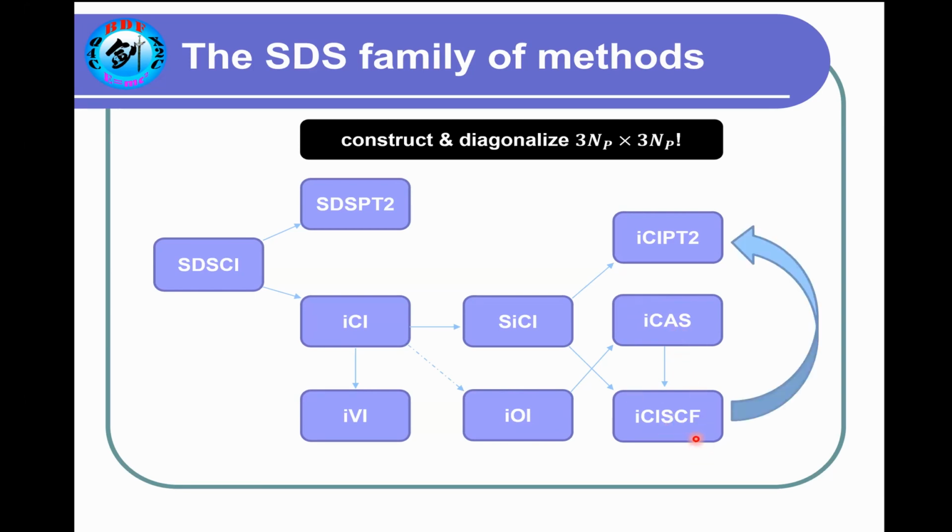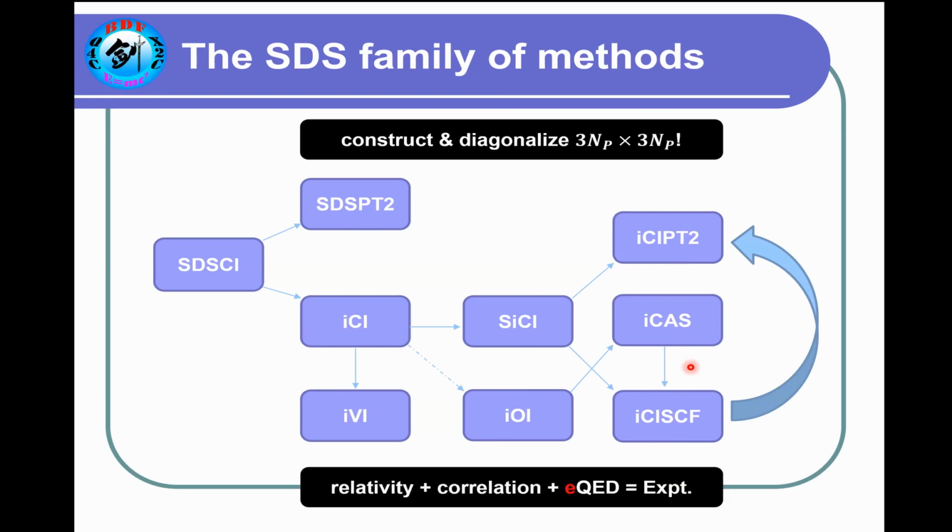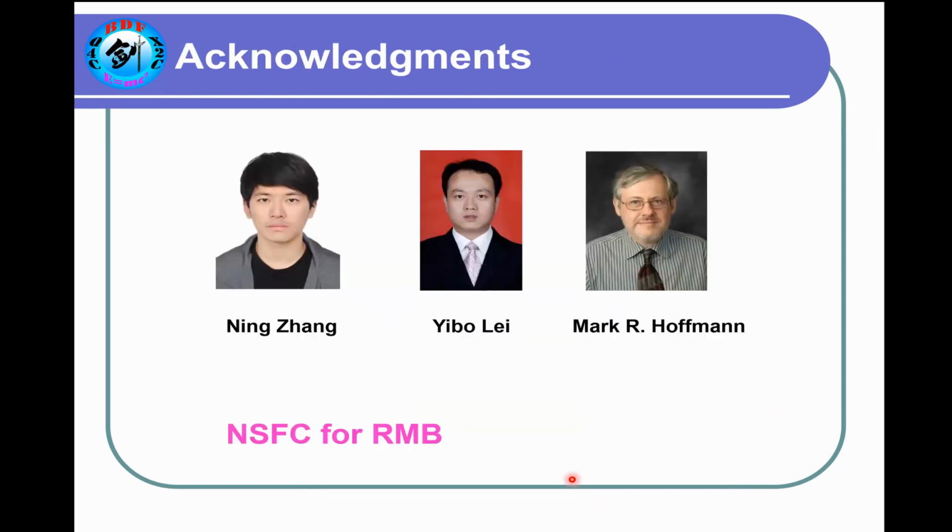Then after we finish the iCISF, of course, we can do perturbation, especially SGS-PT2 or iCIPT2. So this is the whole family of SGS methods. I'm very happy with this kind of discovery. We can also switch on relativity and even QED effects. In the end, I want to acknowledge my collaborators who collaborated with me on these topics from the very beginning. Ning Zhang is an extremely smart PhD student from Peking University. He implemented the iCIPT2. And Professor Yibo Lei implemented SGS-PT2 with me. Thank you for your attention.